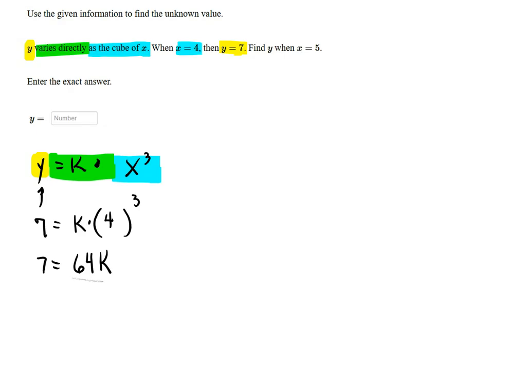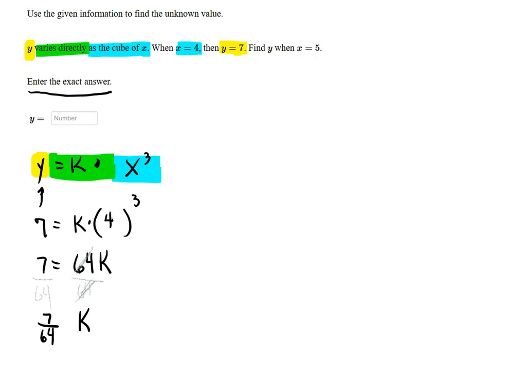And then if I divide both sides by 64, yeah, the 64s cancel out, leaving me with k. However, if you take 7 and divide it by 64, you get a very nasty decimal. This says enter an exact answer. Fractions are exact. Unless a decimal is a terminating decimal, it's not exact.